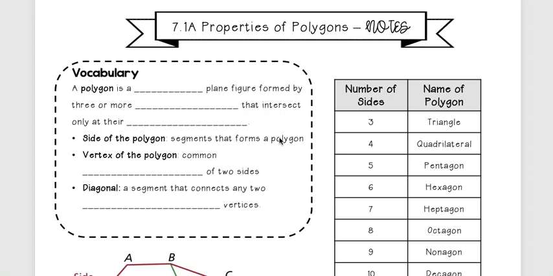Today we're going to be starting a new unit over polygons, and for this first section we're going to be just looking at some properties. So for this first video we're going to go over some vocabulary, and there's going to be quite a few of it.